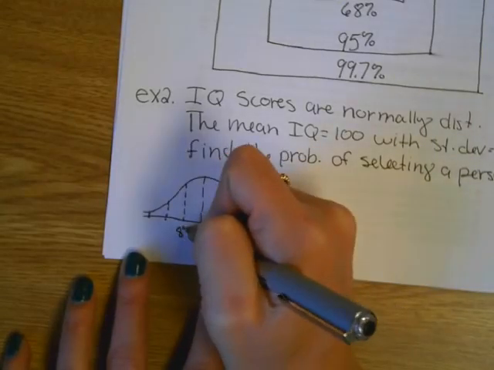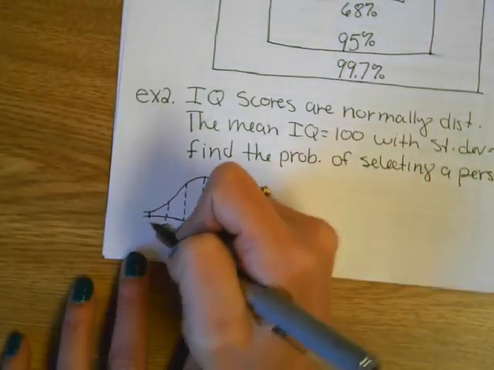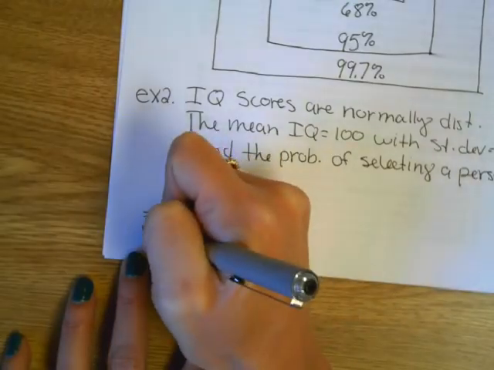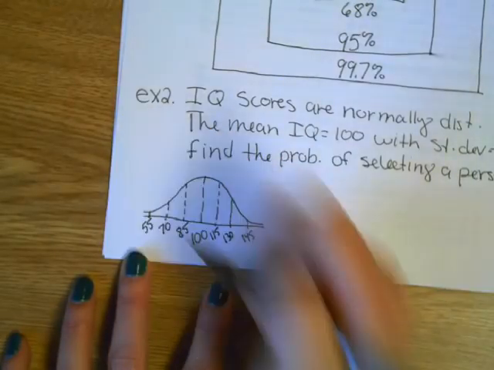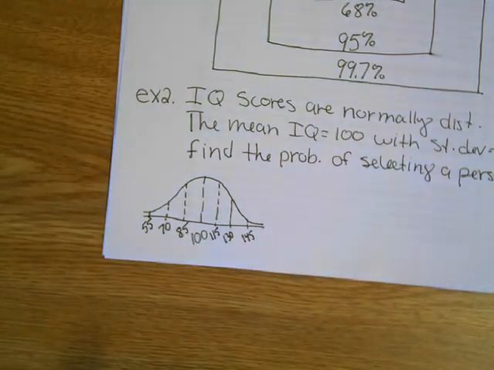Okay. 85, 70, and 55. So subtract 15 to get each one of those. That's all we were doing.